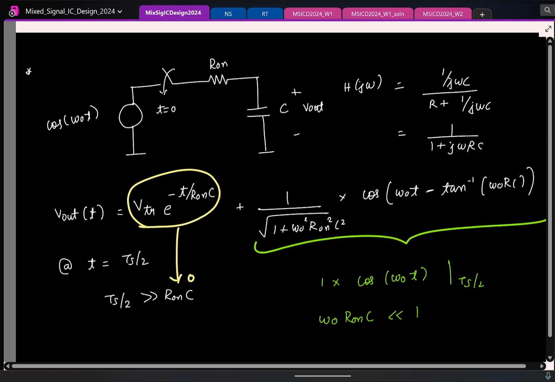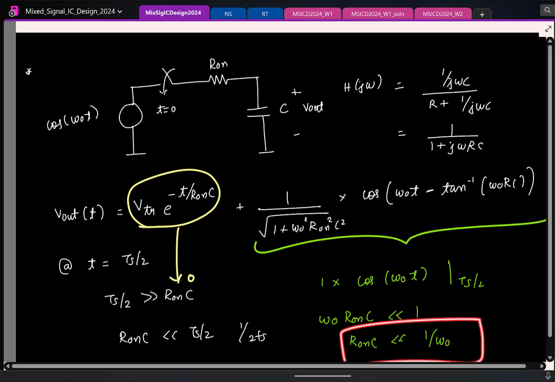So this imposes another condition. R on times C must be much smaller than 1 by omega naught. From the static case, you got R on C much smaller than Ts by 2. So you can choose whichever is the stricter condition. Typically this will be the stricter case, because you are talking about 1 by 2 fs, and this is basically the input frequency. The input frequency will be smaller than fs, so this most likely will be the stricter condition.